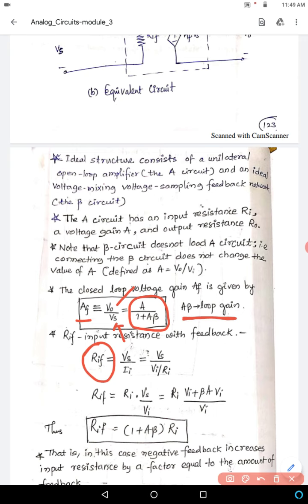Again, we have to find the input feedback resistance. RIF will be equal to the input voltage VS over the input current II. VS remains the same, II will be replaced by VI/RI. Again, with some substitution, we obtain RIF equal to 1 plus A beta times RI. RIF is the input resistance with feedback, and RI is only the input resistance.